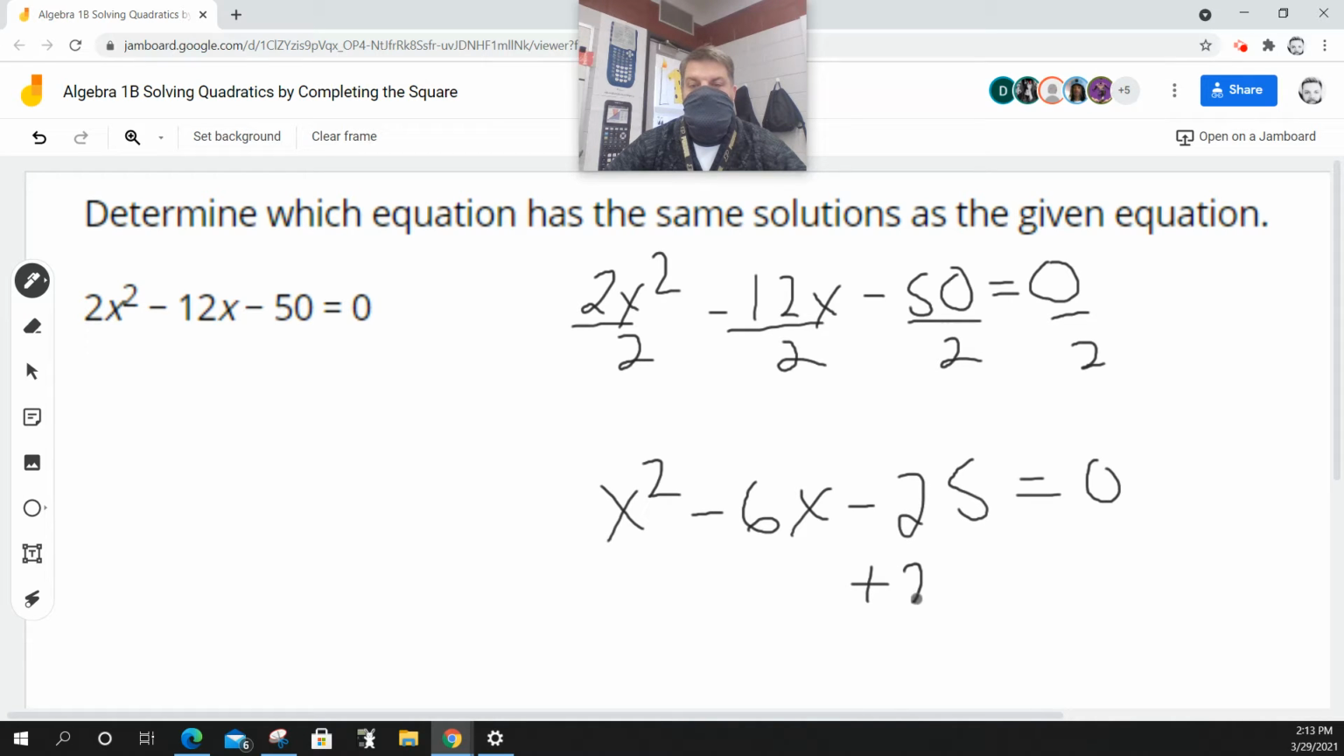So I'm going to add 25 to both sides. Constant, I said earlier, means it doesn't have a variable. It's just a number.